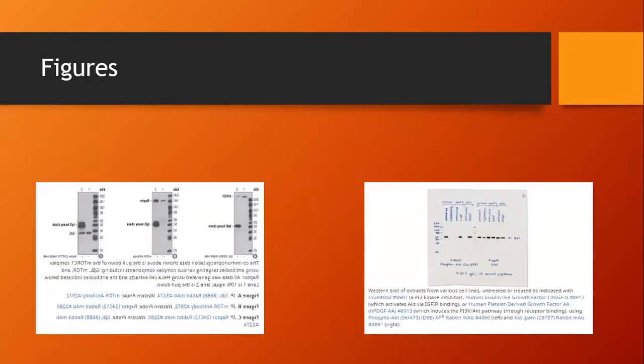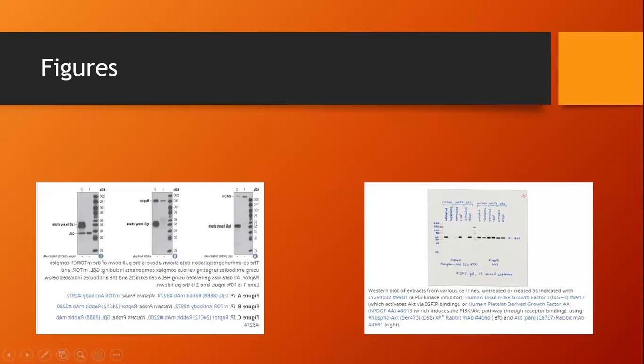Now let's talk about the two pictures that we're seeing here. The picture on the left hand side is about co-immunoprecipitation, and the picture on the right hand side is about the immunoblotting technique, or the immunoblotting study.